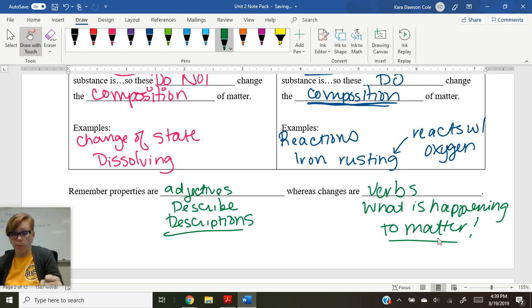So remember, properties are descriptions. They're adjectives, whereas changes are what is happening to matter. So they're verbs. That is learning objective 4, which is to contrast between chemical and physical changes and properties.